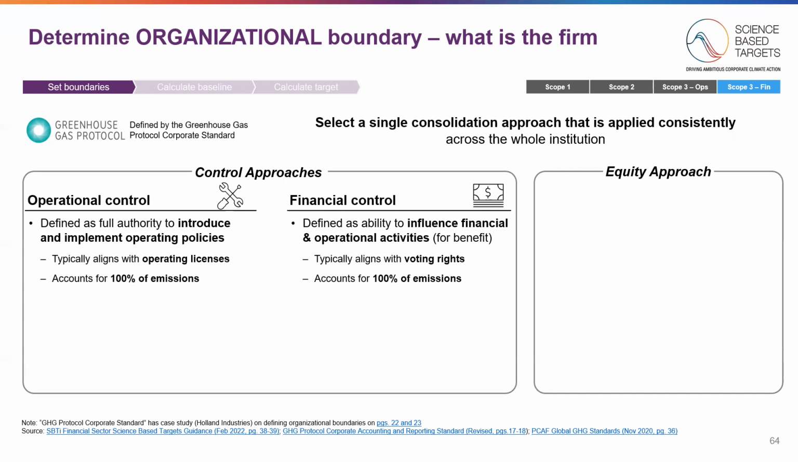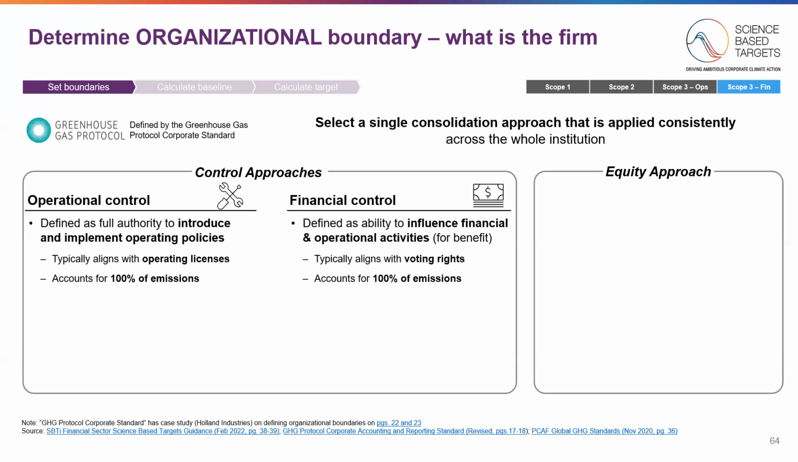The other control approach for consideration is financial control. This is defined as the ability to influence financial and operational activities. Oftentimes, this is determined based on voting rights or influence, not necessarily direct operating control. Economic substance is the important criteria here in determining what to account for as emissions. Companies using the financial control approach will account for 100% of controlled Scope 1, 2, and 3 emissions.